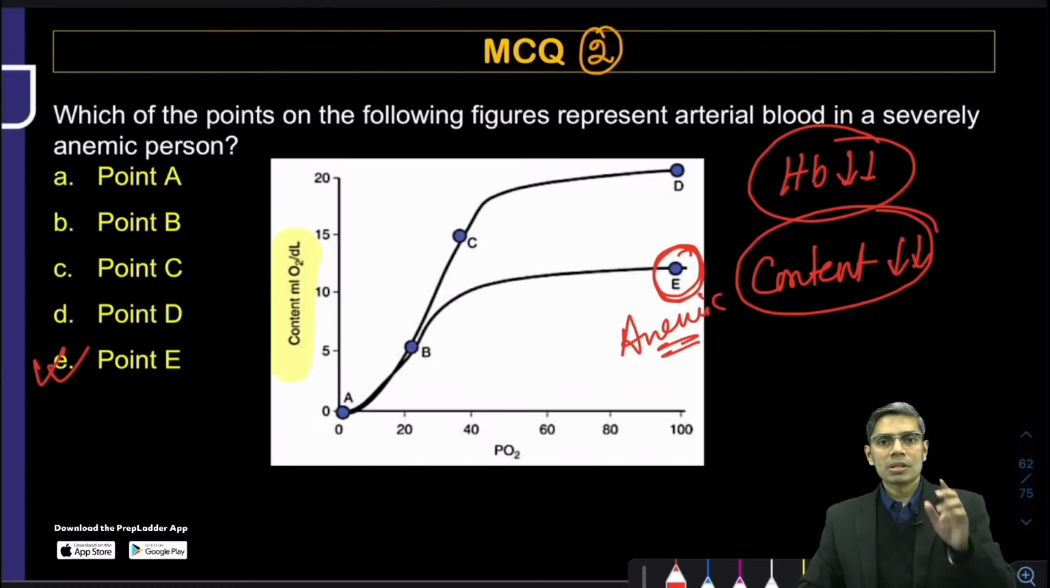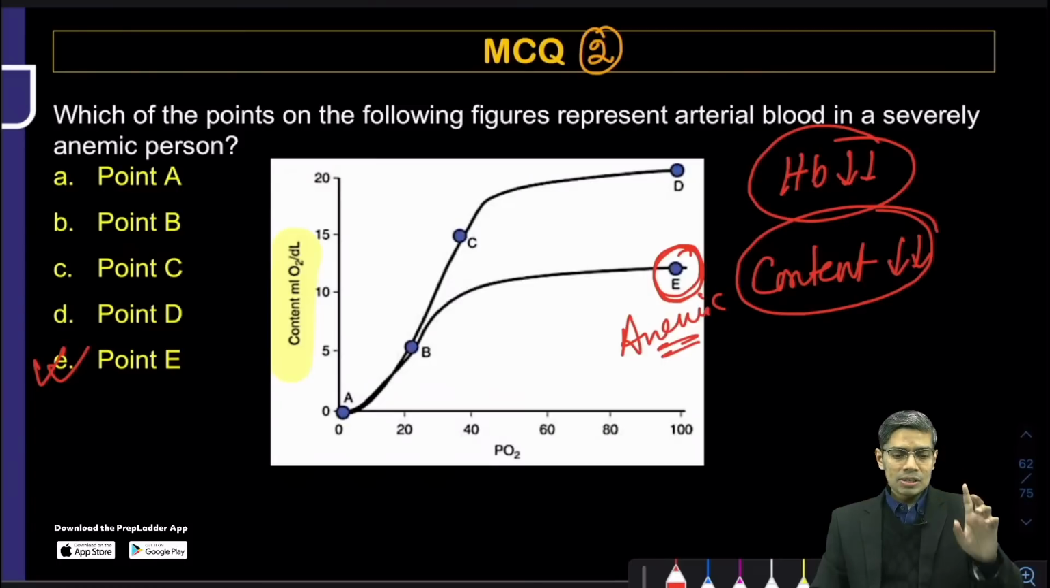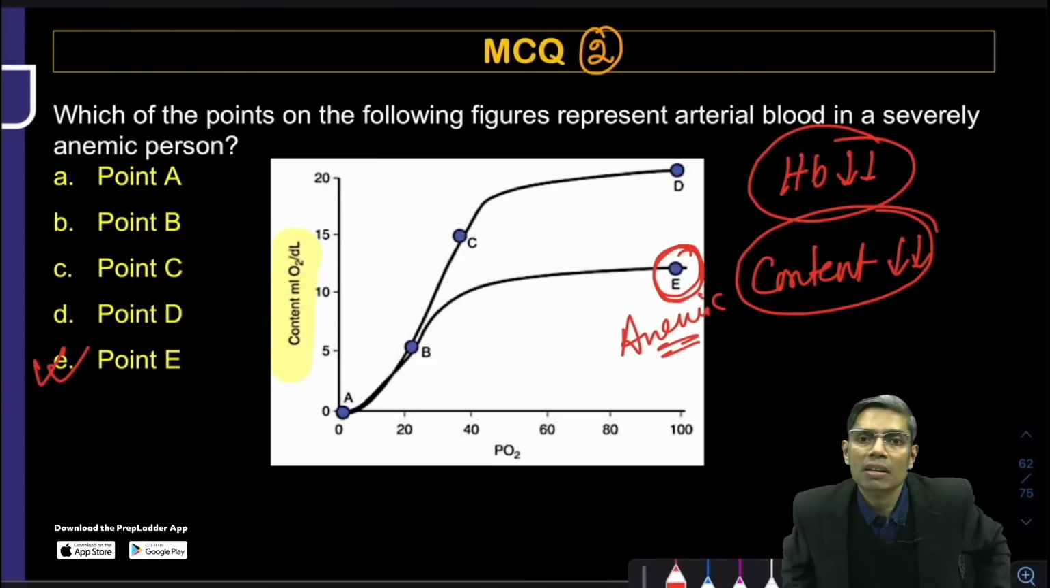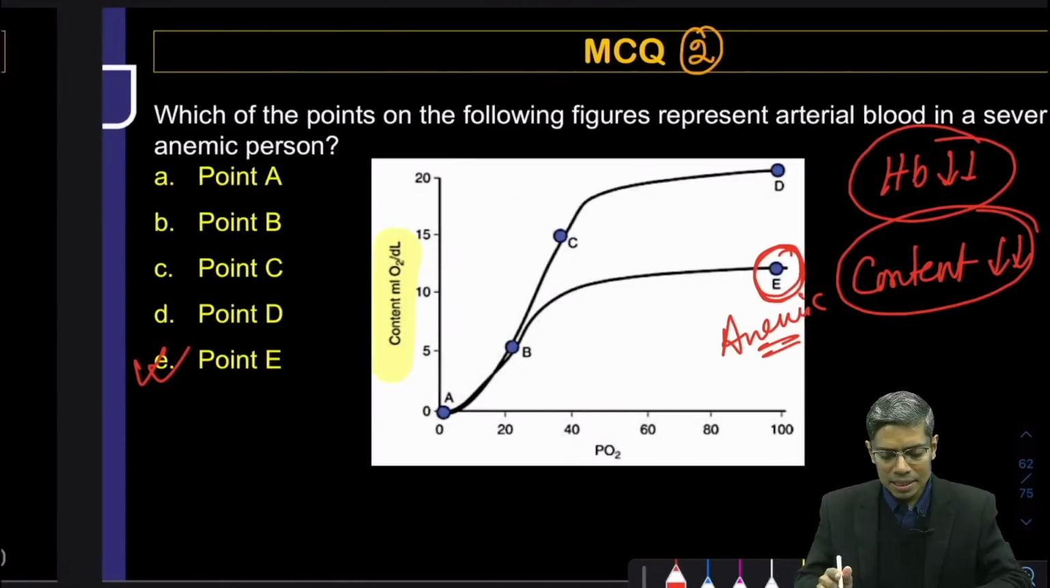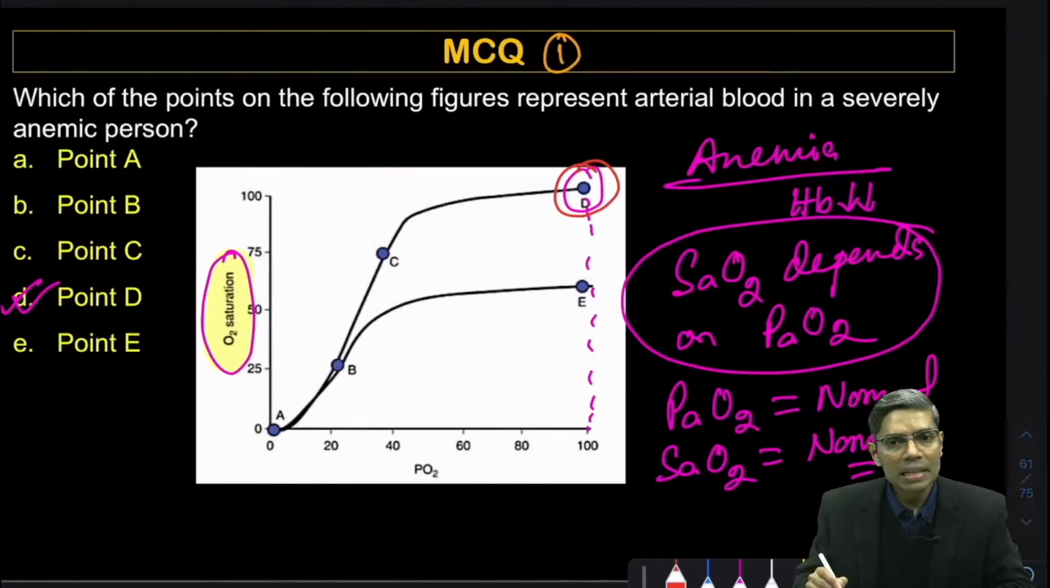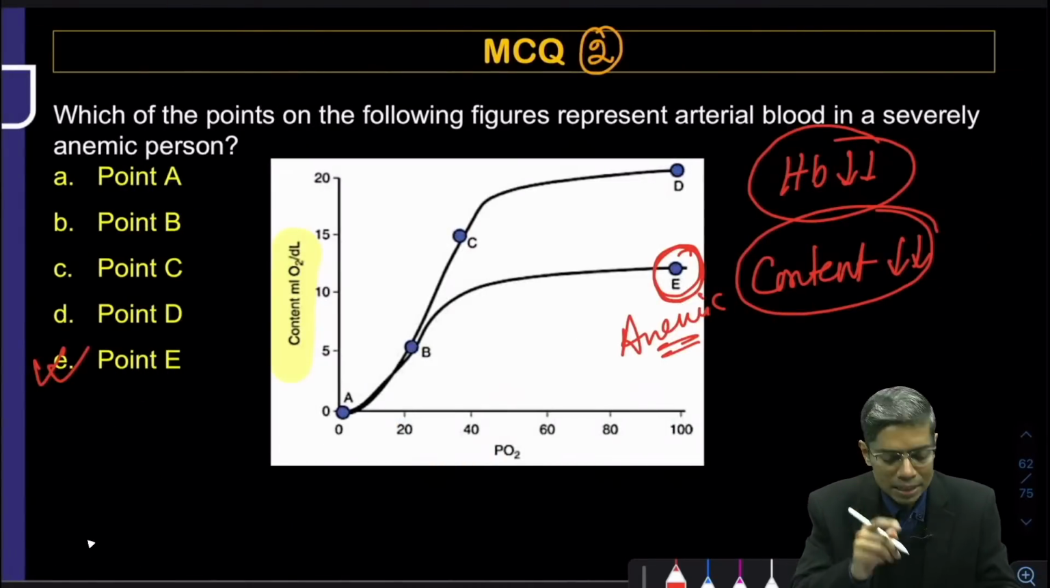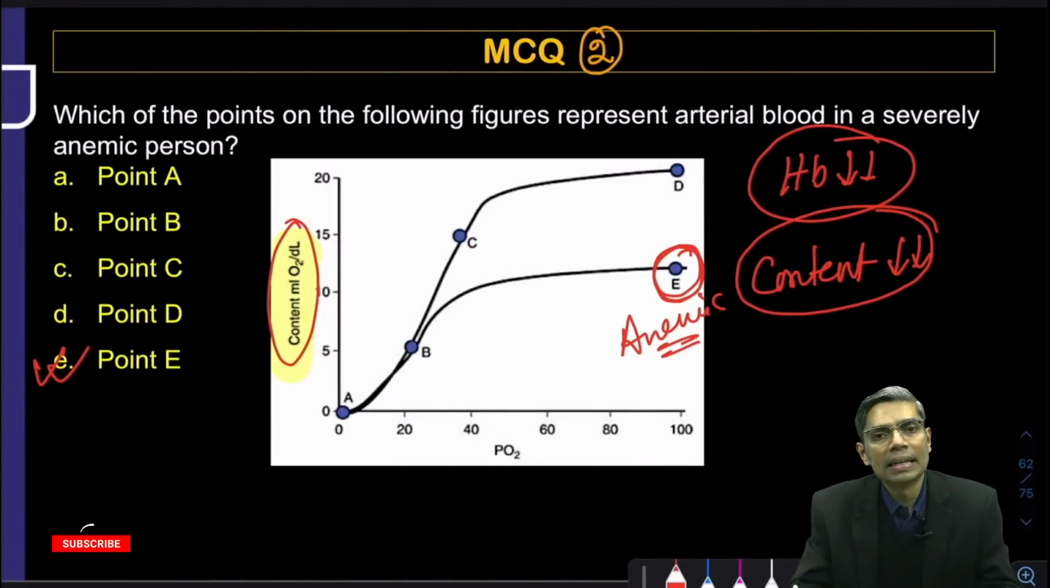So that's why please note down, if it is saturation then it will be normal like that of the normal person, 100% saturation. It is not 100, it is around 97, but anyway that is like here 100% almost. But if it is an anemic person and if the y axis is oxygen content, then obviously it is going to be reduced because hemoglobin is less.